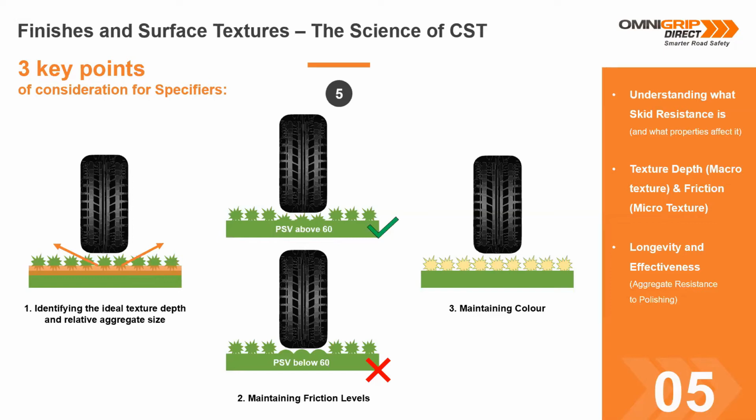Now, the third item is about maintaining the colour. So the point of difference with the OmniGrip recycled aggregate is it embodies the full prism of colour on all sides. So it creates a whole of life colour retention. So even when the expected wear through traffic occurs over time, which it will, the visual impact of that coloured surface is not compromised. And nor is the skid resistance, which is really important.